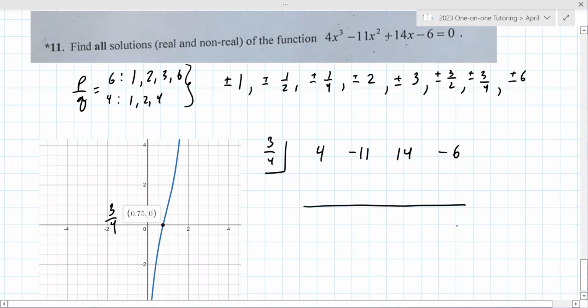So we're really hoping there's a 0 here on the lower right. Drop the 4 down. 4 times 3/4 is 3. Minus 8. This is minus 6, which is 8. 3/4 of 8 is 6. And there it is. Okay. So when it says find all real and non-real solutions, we have found the real one. It is 3/4.